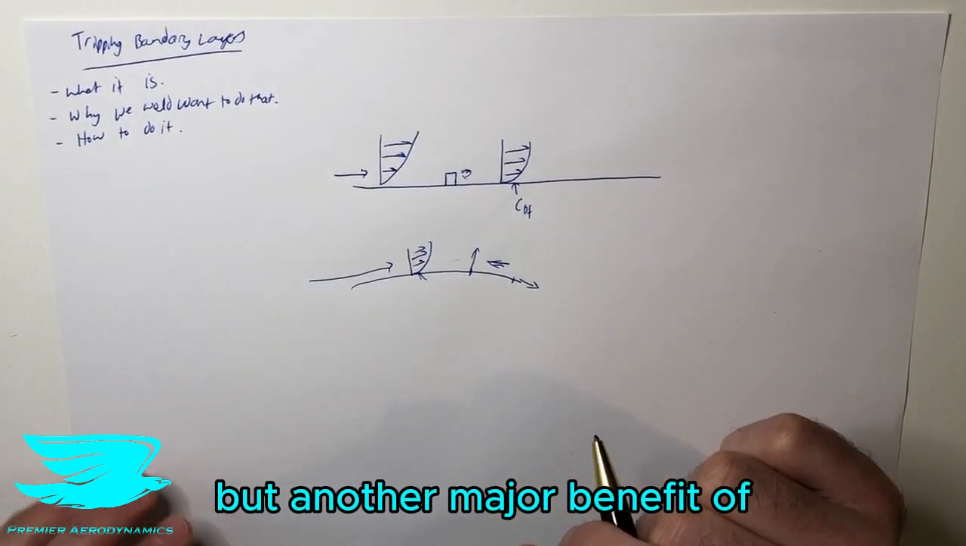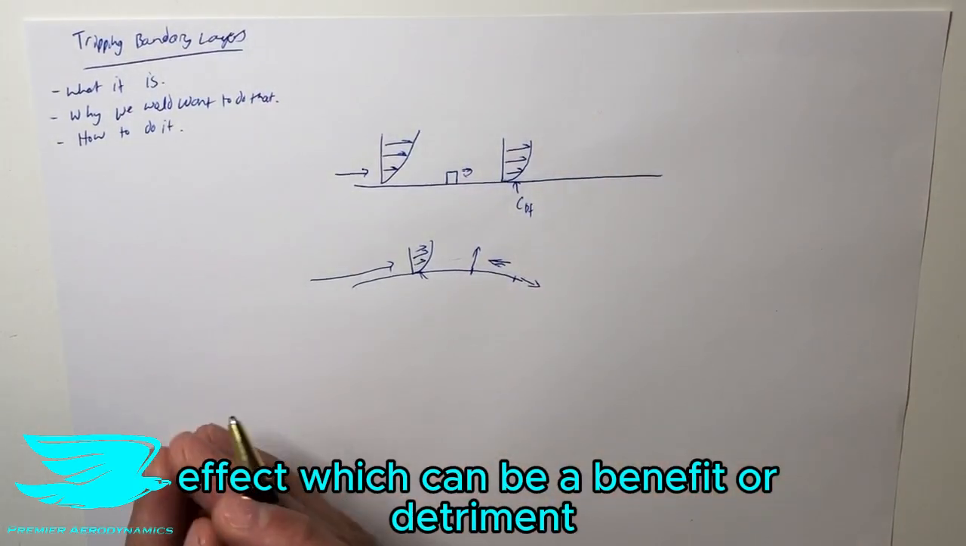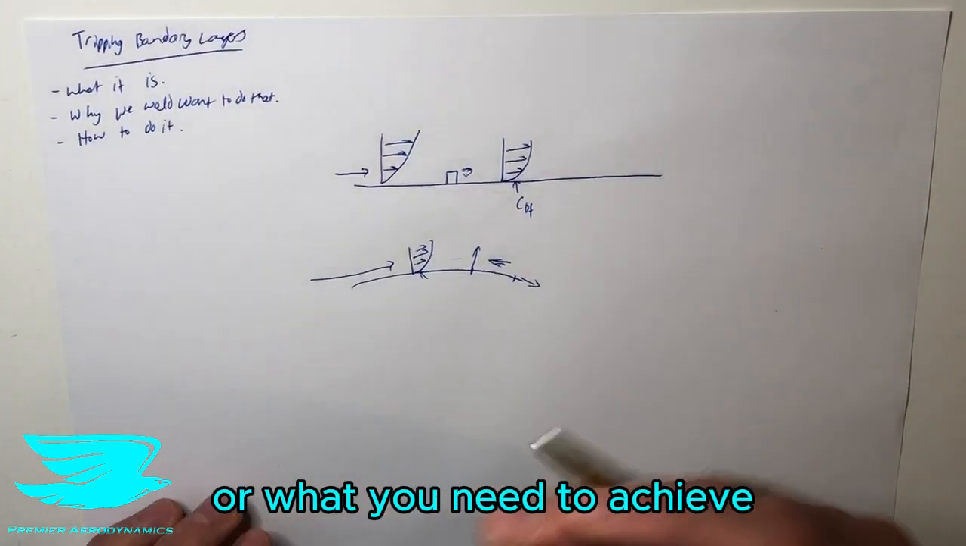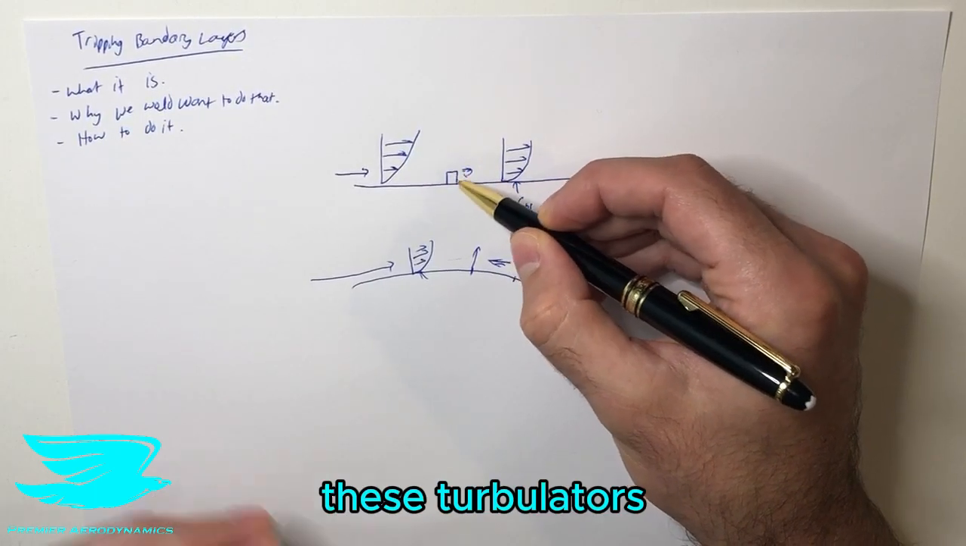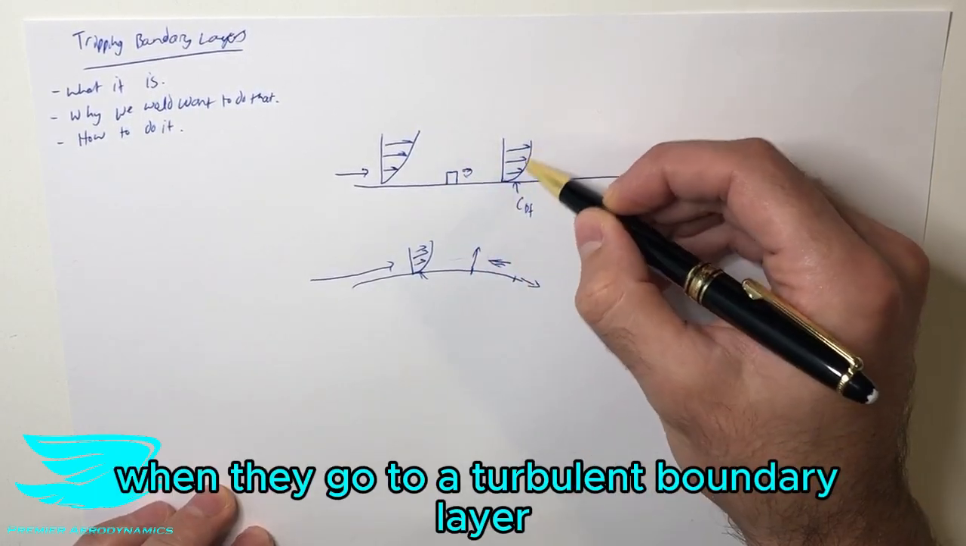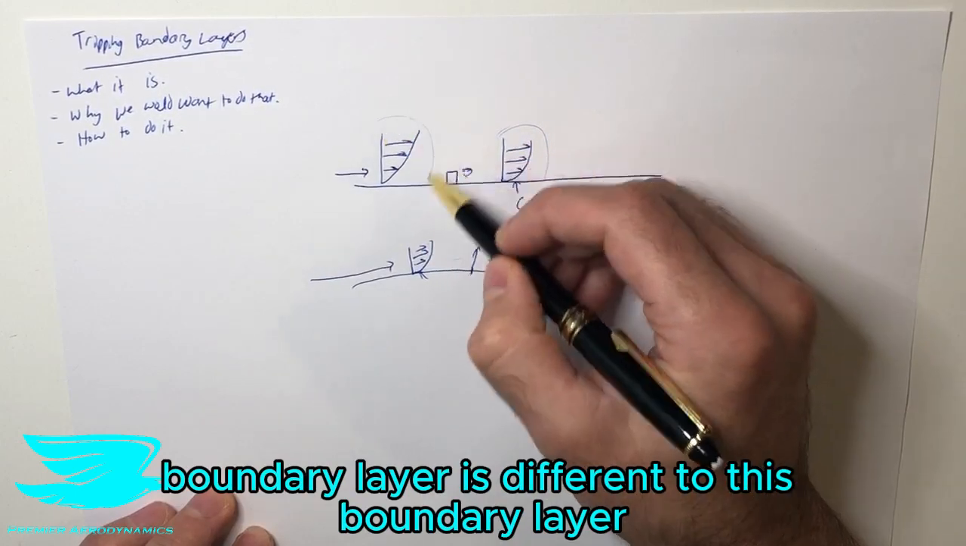But another major benefit or another major effect, which can be a benefit or detriment, whichever way you look at it, or what you need to achieve, is that these turbulators, these trips, when they go to a turbulent boundary layer, the heat transfer properties of this boundary layer is different to this boundary layer.